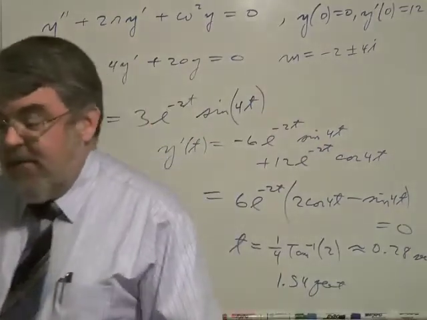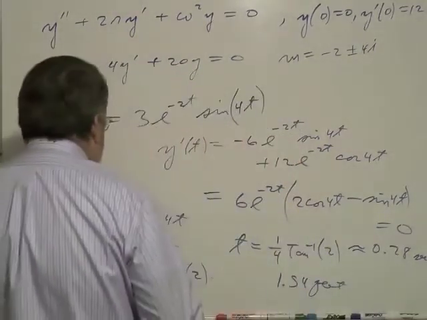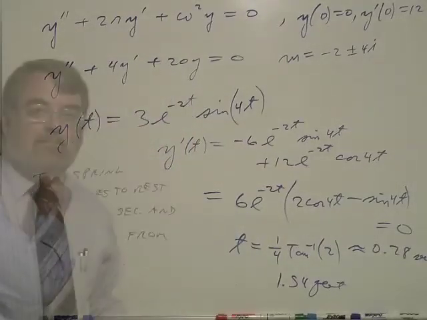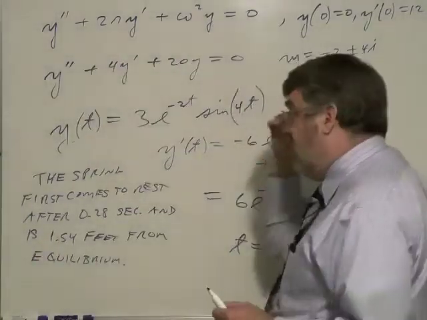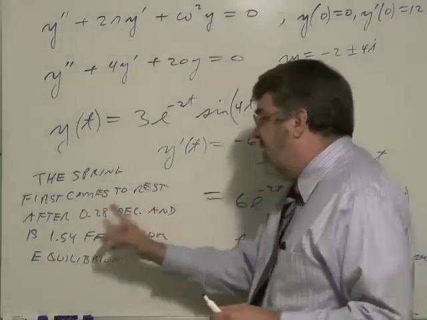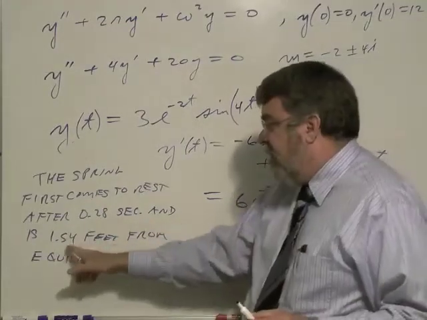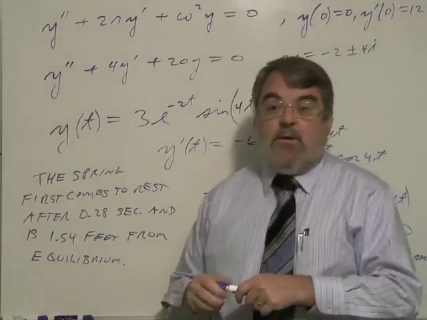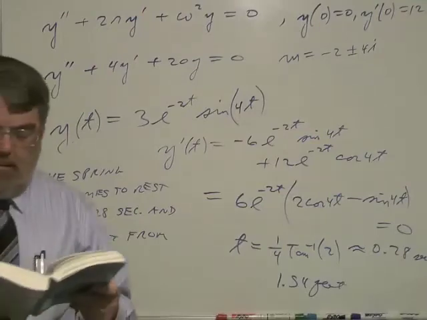All right, now if you're my student, I'd like to ask for sentence answers. I wrote out the answer. I like to require that out of my students. The spring first comes to rest after 0.28 seconds and is 1.54 feet from equilibrium. And I looked it up, that's correct. So that worked out good.